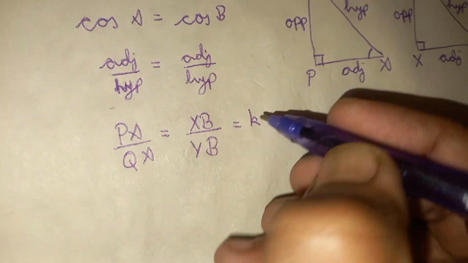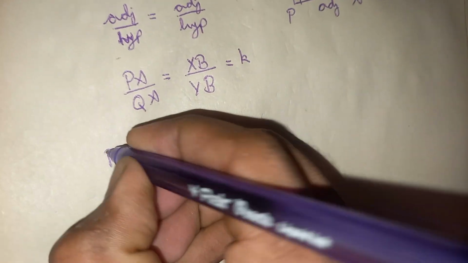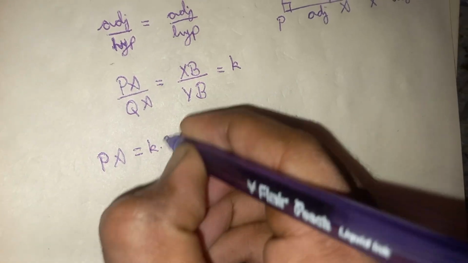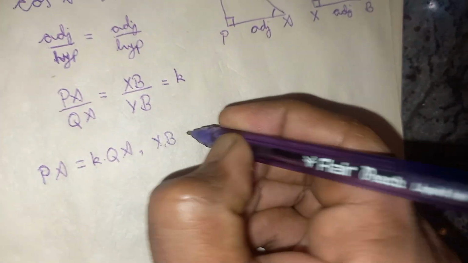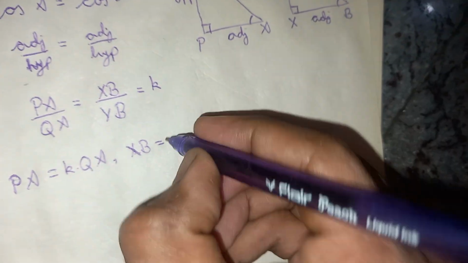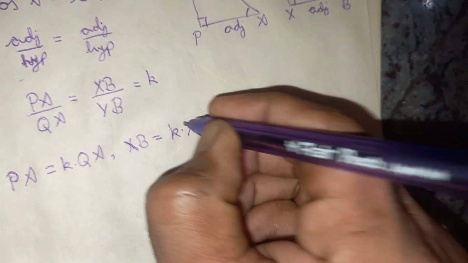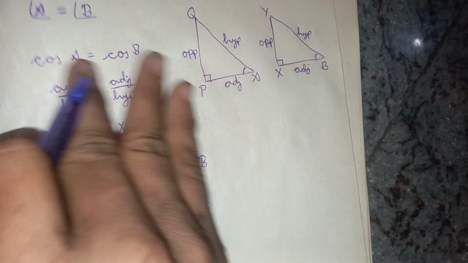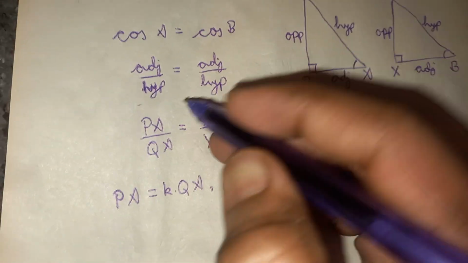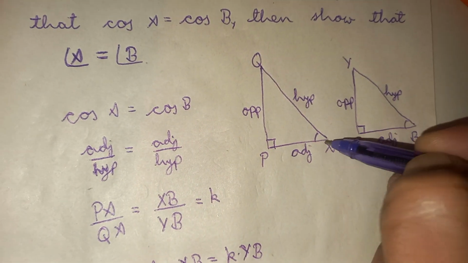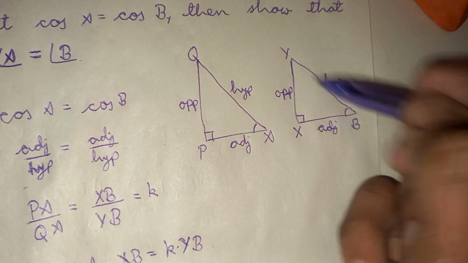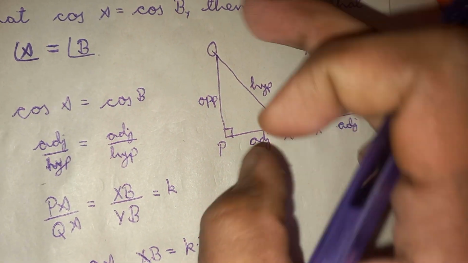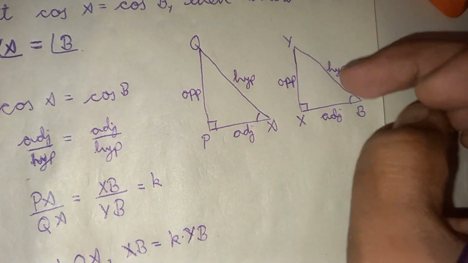Now if you send this side to that side, it becomes PA equals K times QA, and here XB equals K times YB. Now let's take these two triangles. Here we get PA by QA equals XB by YB, equal to K. You need to prove that QP by XY is also equal to K.